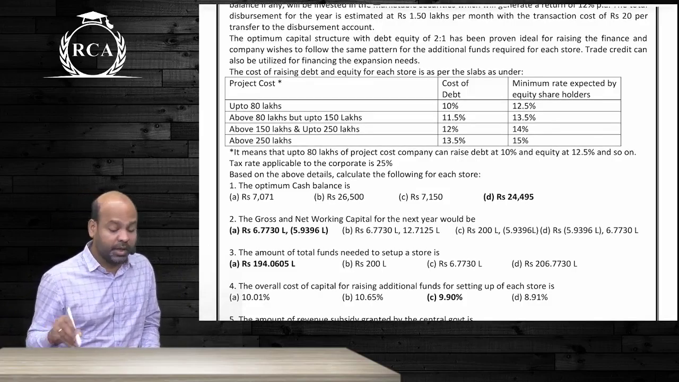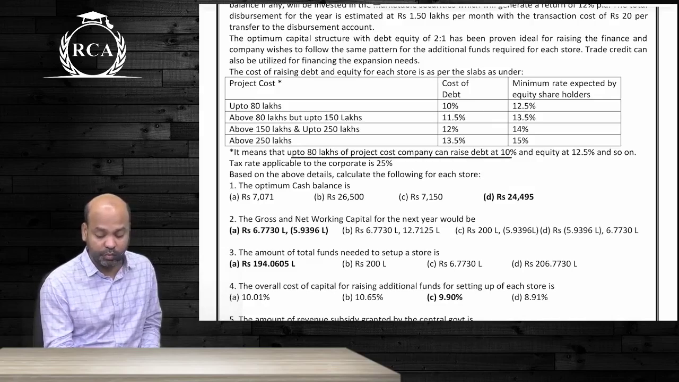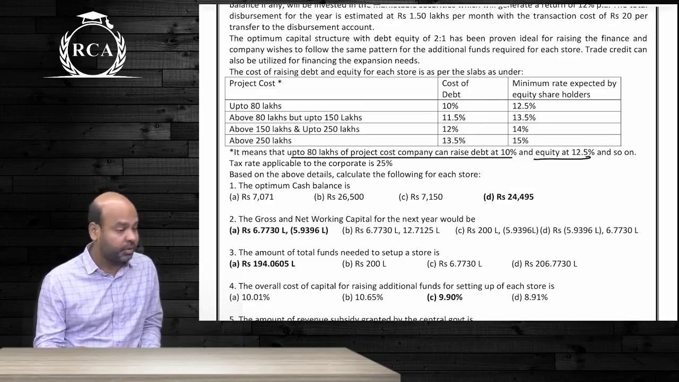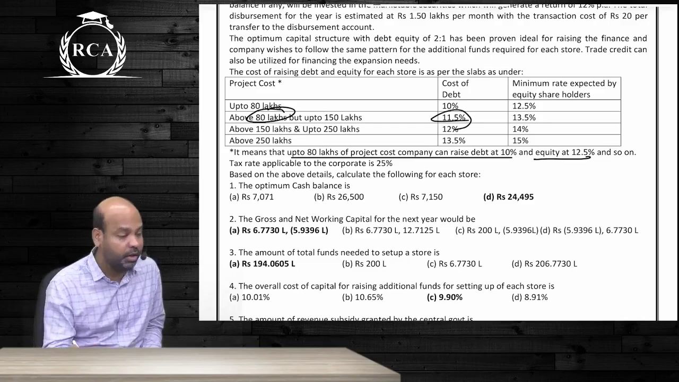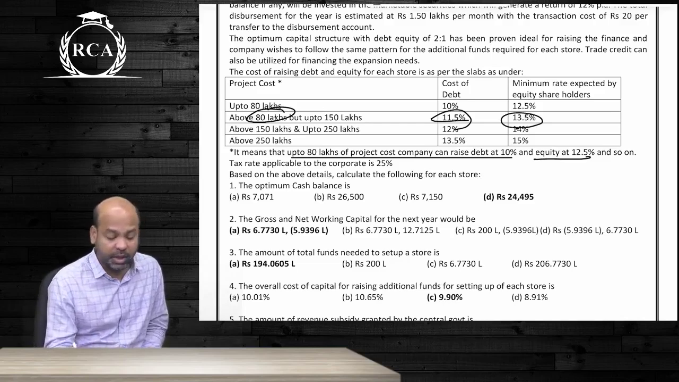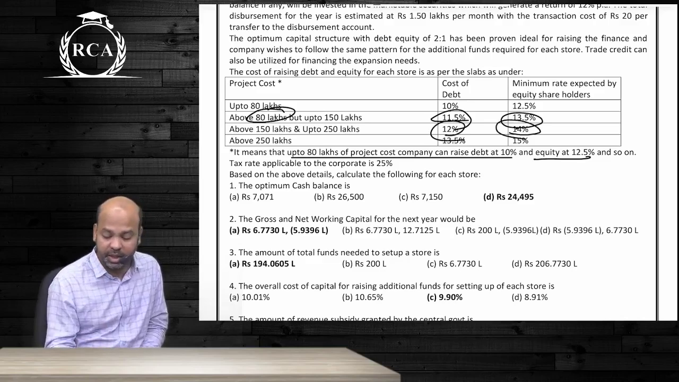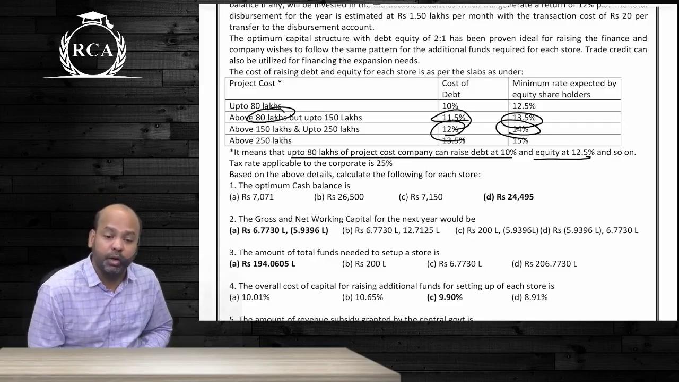He himself is saying, beta, is as per the slab. That means up to 80 lakhs. He is giving the explanation also so that you don't get confused. It can raise debt at 10% and equity at 12.5%. Above 80 lakhs, meaning for the excess requirement, it will be 11.5% and 13.5%. For the excess requirement it will be 12% and 14%. So I will have to divide, guys, my total capital required into these three parts.